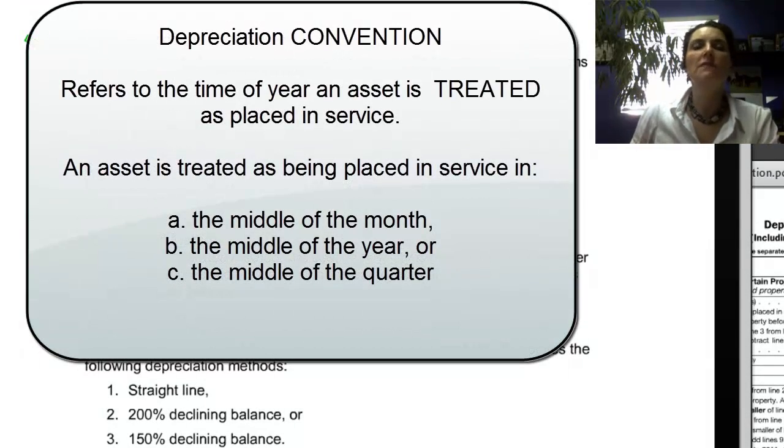So the depreciation convention refers to the time of year the asset is treated as having been placed in service. It's either treated as being placed in service in the middle of the month, the middle of the year, or the middle of the quarter.